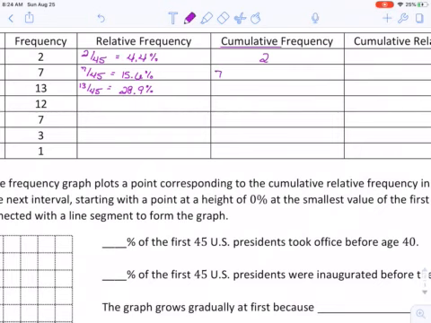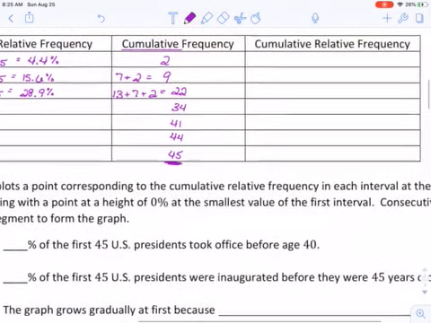But then I have the 7 from this age range plus the 2 before it, which means this has a cumulative frequency of 9. And then I'm going to take the 13 from this age range plus the 7 plus the 2, and so on and so forth. It's just going to keep accumulating. It's going to keep going up as you go down the chart, so that by the time you've added all of them, I end up getting 45. So I know my cumulative frequency ends at 45.